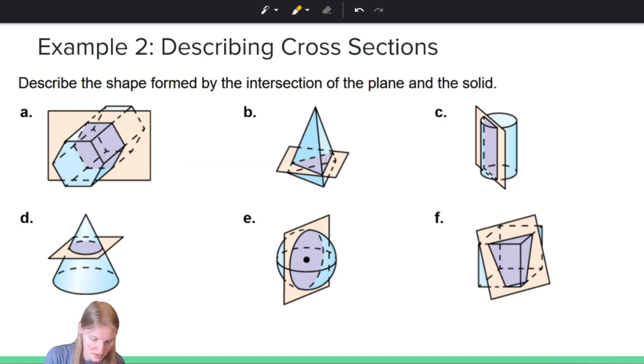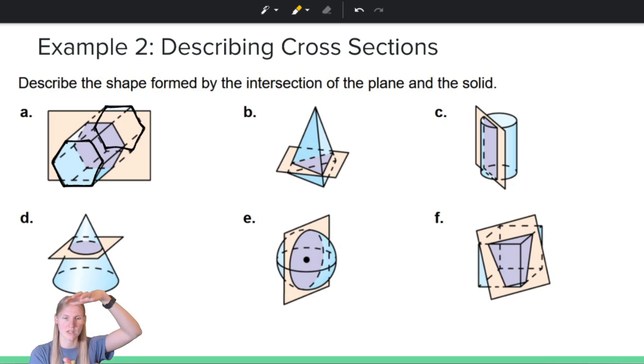What are the bases? Let me see the bases. I'm going to highlight them. The bases have 1, 2, 3, 4, 5, 6 sides. So this is a hexagonal prism or pyramid. Prism, because it doesn't come to a point. This is a hexagonal prism.